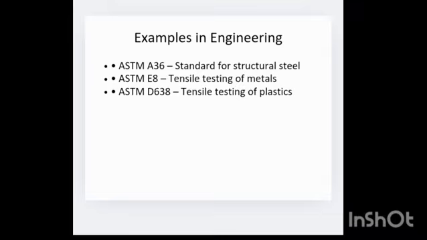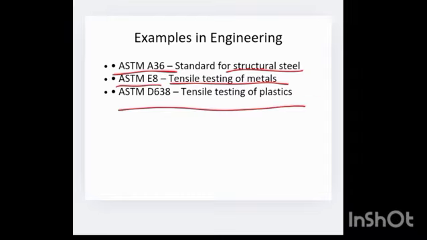For example, ASTM A36 is used for structural steel. ASTM E8 is used for tensile testing of materials. ASTM D638 is for tensile testing of plastics. These standards clearly explain specimen dimensions, testing procedure, and calculation method. As a metallurgical student, ASTM E8 is a very important one because it is related to tensile testing.